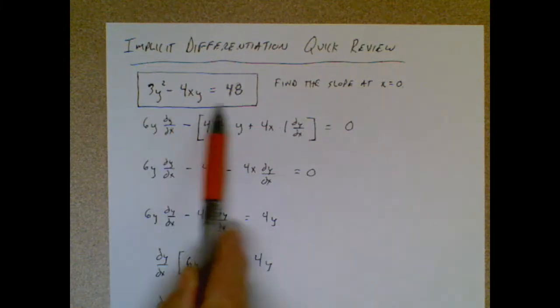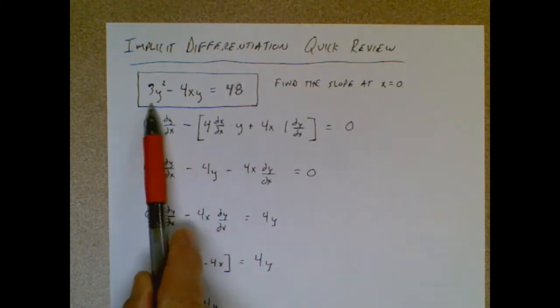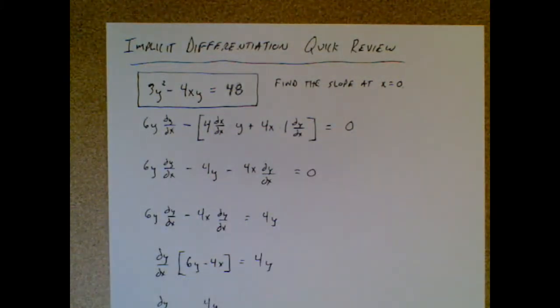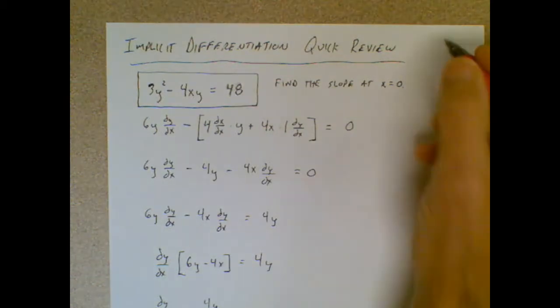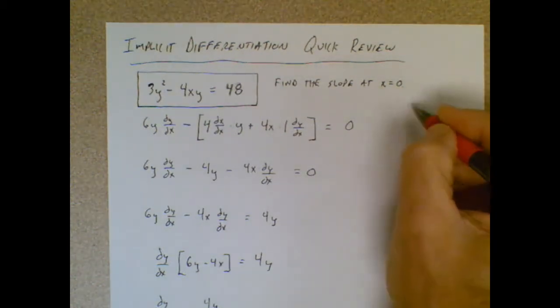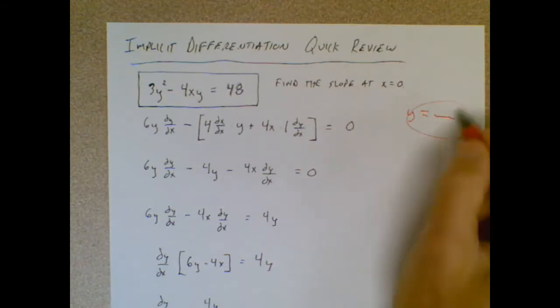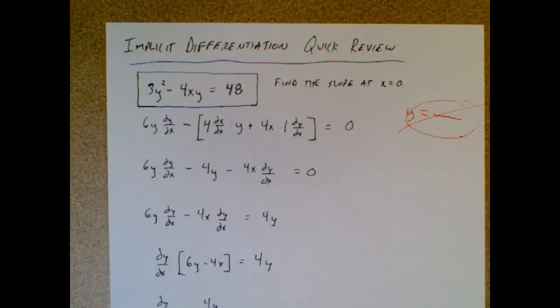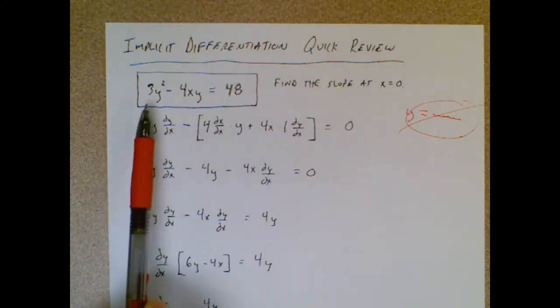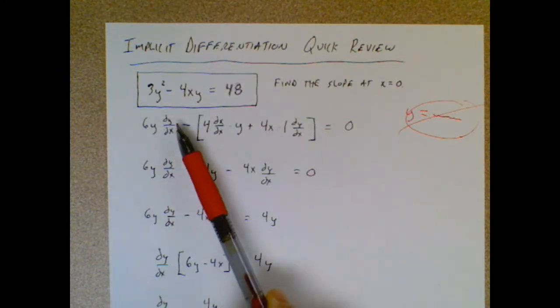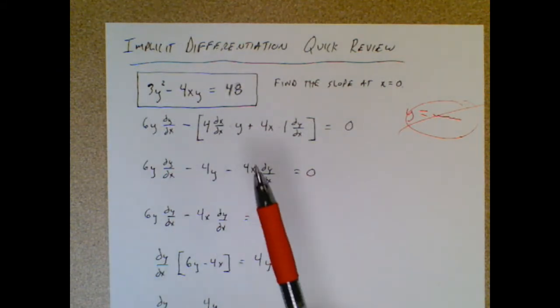Here's a pretty ugly looking equation, and we want to find the slope of this thing at x equals 0. Since it doesn't seem very reasonable to make this into a y equals equation, we have to use implicit differentiation. So when I do that, I'm doing the derivative of each term and tacking on some good Leibniz symbolism. The derivative of 3y squared is 6y, and I just took the derivative of the y term, so dy/dx.